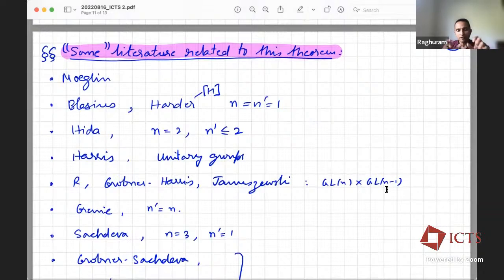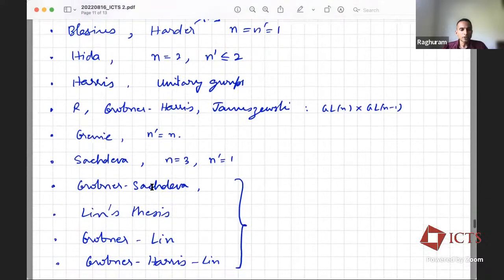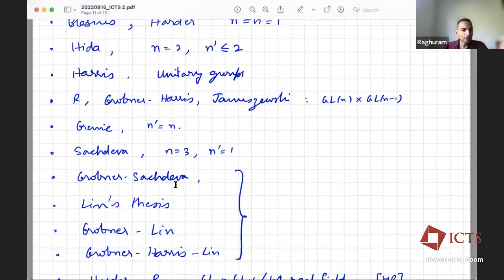So when n prime is just 1 off n, then I have some work, and there's a paper of Grobner and Harris and Fabian Januszewski, in different contexts for critical values of those L-functions, and therefore you can deduce something for ratios of L-values. There was a student of Harris, Grenier, who had a somewhat slightly weaker theorem for GLN cross GLN. My student Gunja Sachdeva worked on GL3 cross GL1, and then there's been this long series of papers of Grobner with Sachdeva.